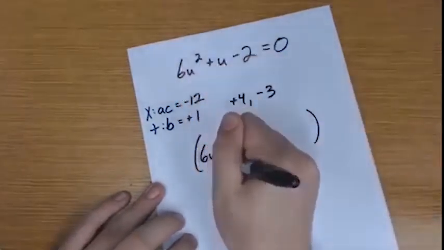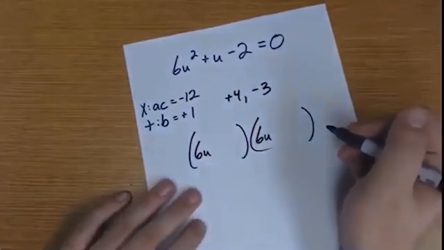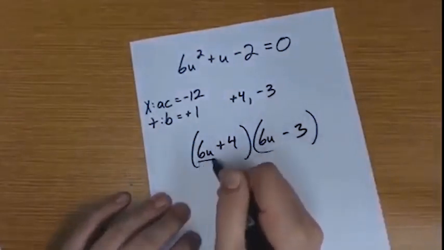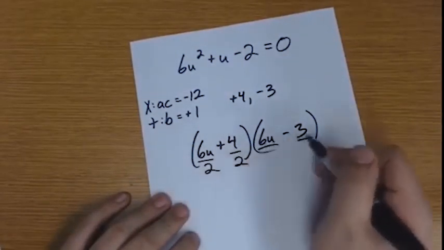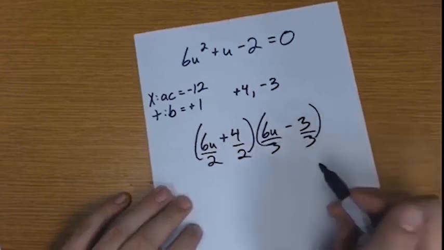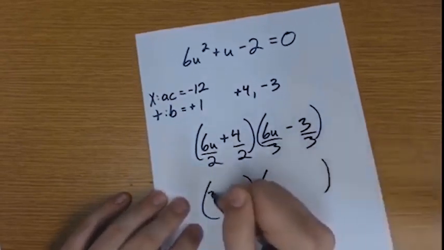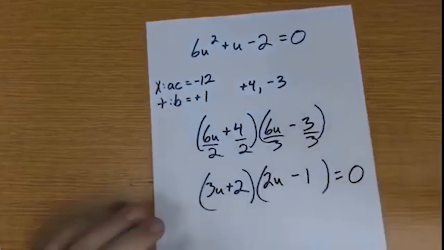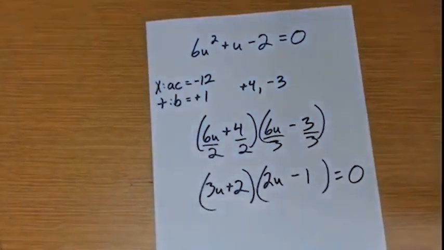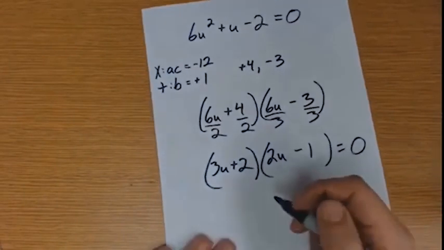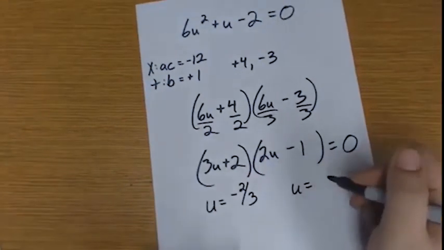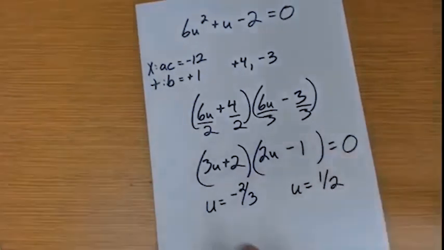We have a 6u squared, so 6u and 6u is what we'll put in. We'll put in our +4, our -3. Here we have a factor of 2 in common that we can divide by. Here we have a factor of 3 in common that we can divide by. So this factors to 3u plus 2 and 2u minus 1, and that is correct. This gives us u equals -2/3, u equals +1/2.